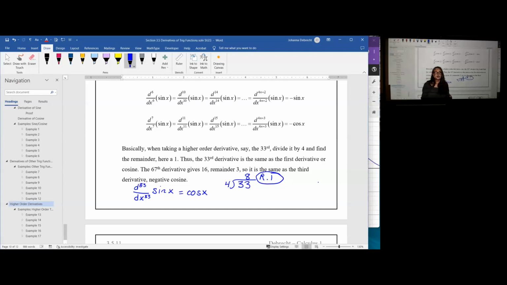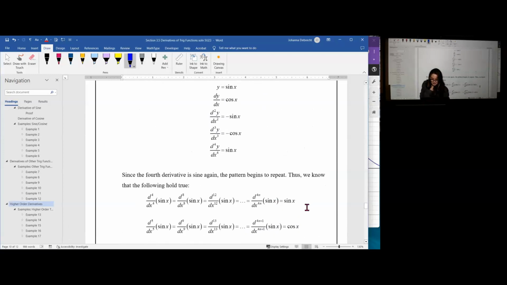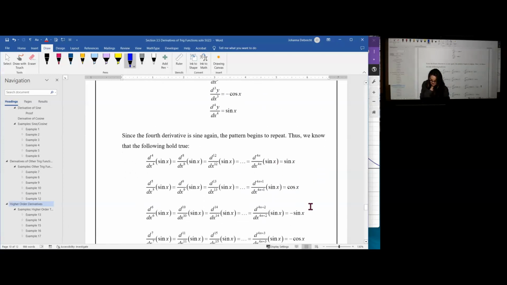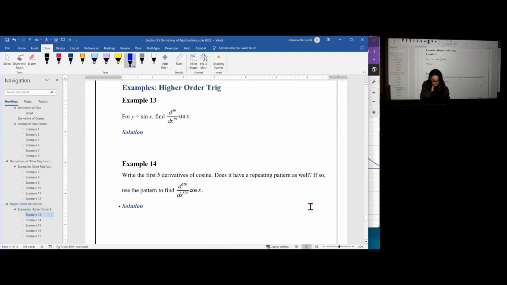And the third derivative of sine would be, let's see, I'll have to scroll up, negative cosine of x. Let's practice this now in examples 13 and 14. This is so short, there's not probably any reason to pause the video.